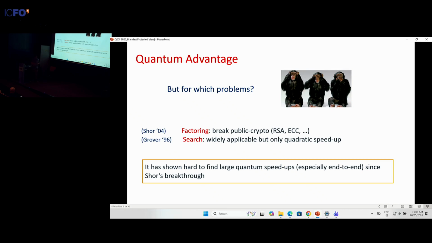So of course we know the early examples, the whole field started, right? Shor should have been '94 here, it's a typo. So we know from work by Shor in '94 that we can break public crypto, right? We can break RSA, we can break elliptic curves and many other protocols that we use today for encryption.